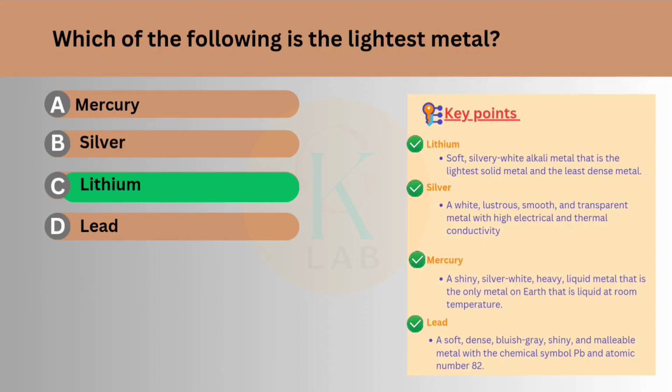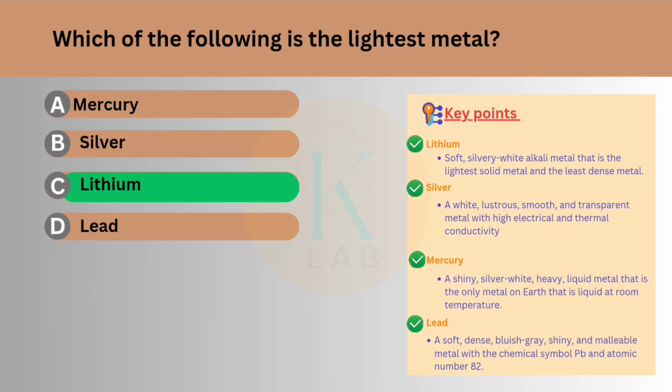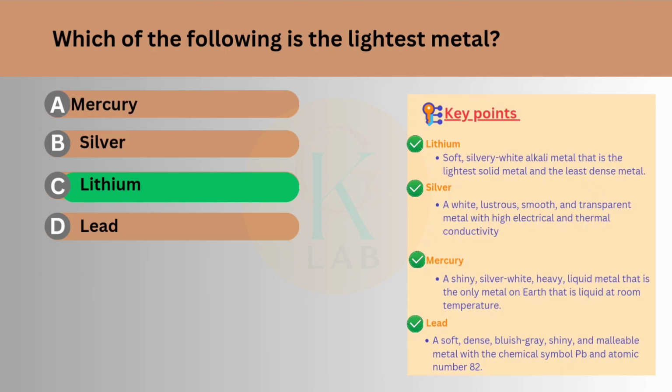Mercury is a shiny silver white, heavy liquid metal, and it is the only metal which is available at room temperature as liquid. Lead is a soft, dense, bluish gray, shiny, and malleable metal with the chemical symbol Pb, that is plumbum, and atomic number is 82.